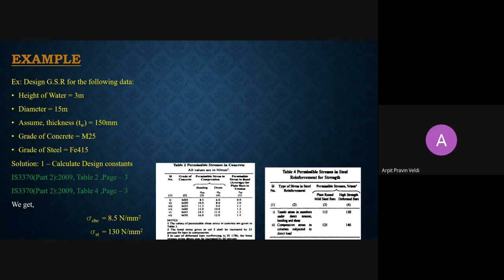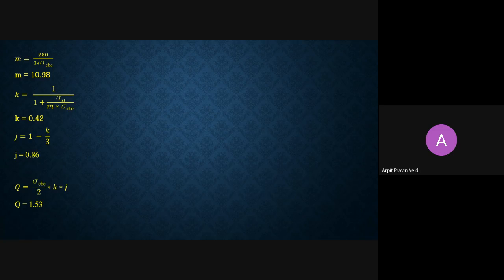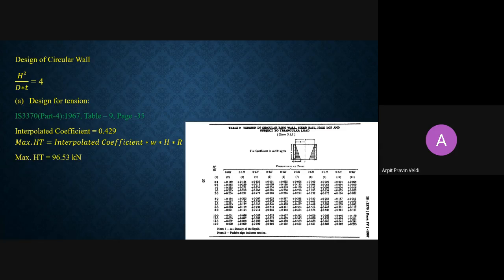From IS 3370 part 2, table number 2 and table number 4, we get the value of sigma CBC and sigma ST. Then we calculate design constants m, k, j and Q respectively. So we get the value m equal to 10.98, k equal to 0.42, j equal to 0.86 and capital Q equal to 1.53. Then we go for design of circular wall.